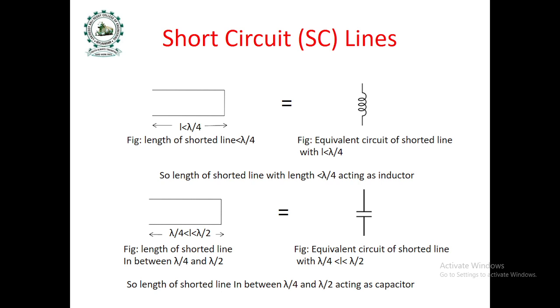Suppose the length of the shorted line is less than lambda by 4, then it is equivalent to an inductor. In between lambda by 4 and lambda by 2, it is equivalent to a capacitance. That means you can use these types of short circuit or open circuit transmission lines as lumped elements.